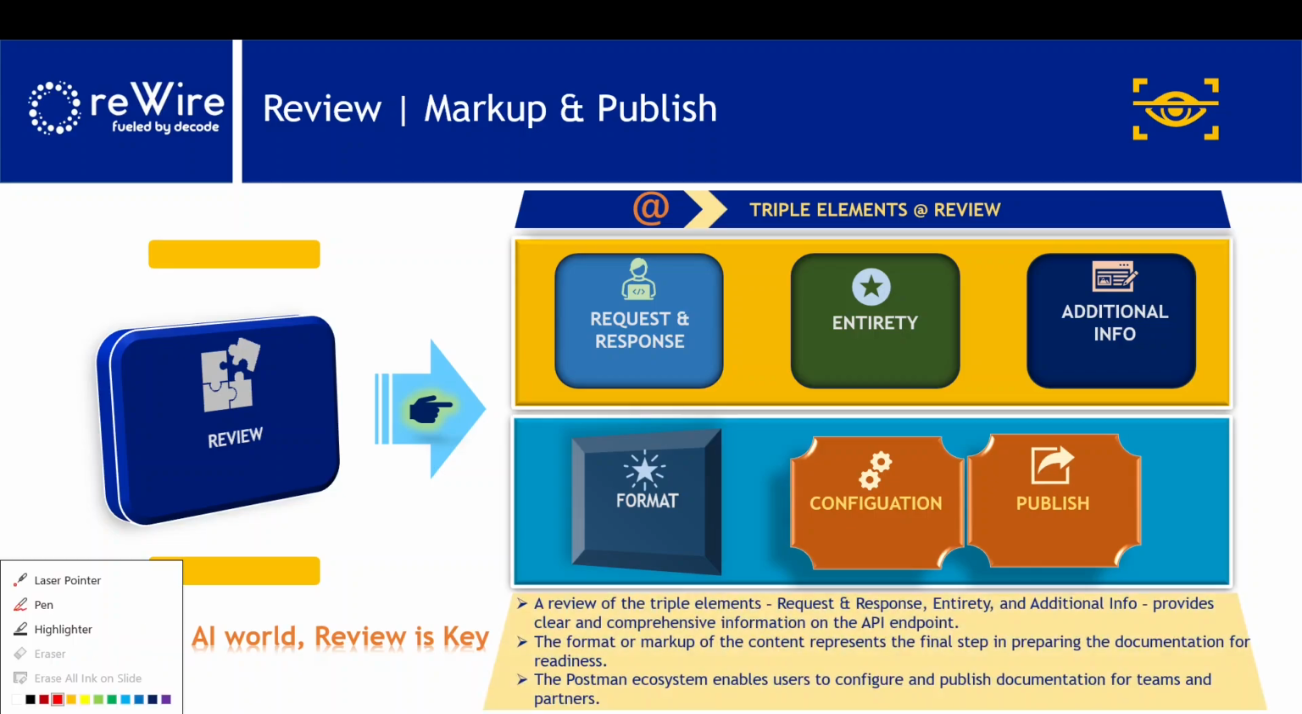So what I'm emphasizing here is a review of the triple elements: request and response, entirety, and additional information, which provide clear and comprehensive information on the API endpoint that you have to ensure. And then the format or markup of the content represents the final step in preparing the documentation in a first class way. And the Postman ecosystem enables users to configure and publish the documentation for teams and partners. These are the three key elements that you need to ensure as part of the review process.